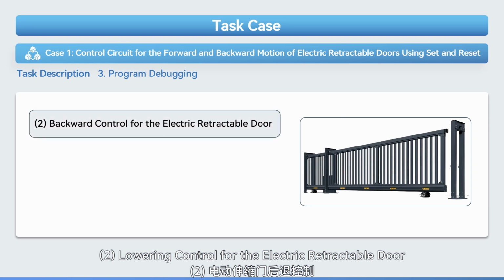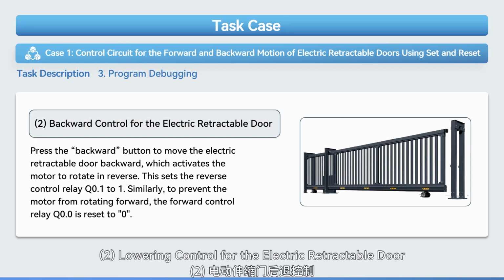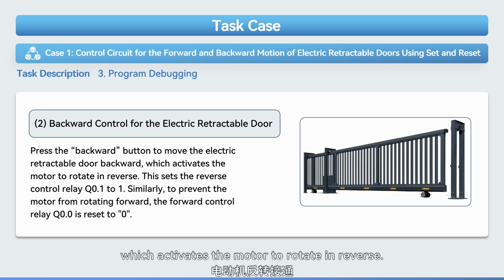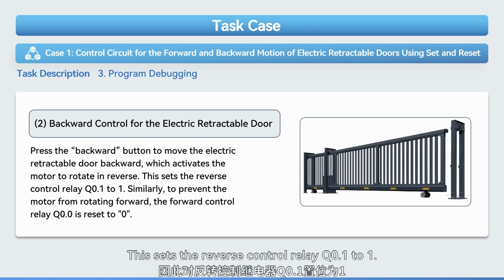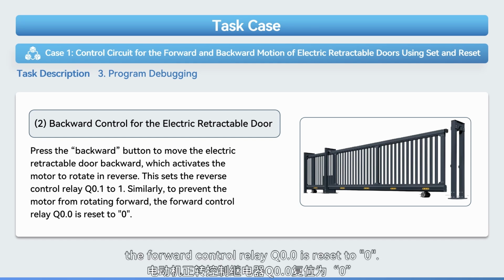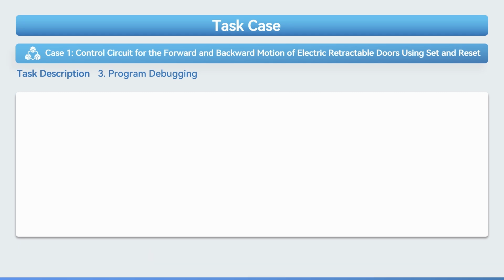2. Lowering control for the electric retractable door. Press the fall button to lower the door, which activates the motor to rotate in reverse. This sets the reverse control relay Q0.1 to 1. Similarly, to prevent the motor from rotating forward, the forward control relay Q0.0 is reset to 0.